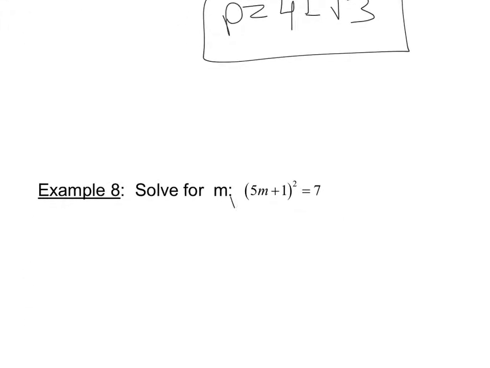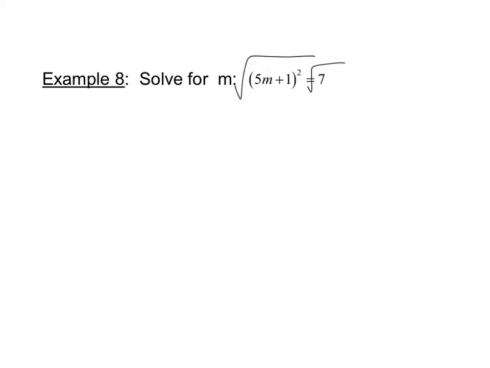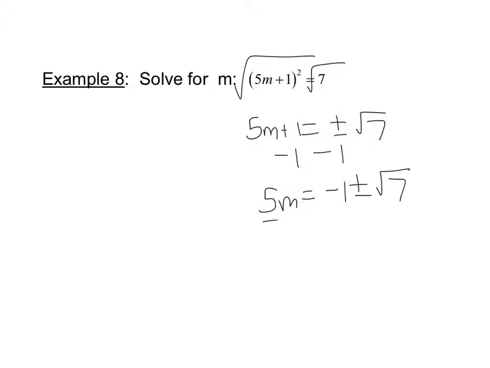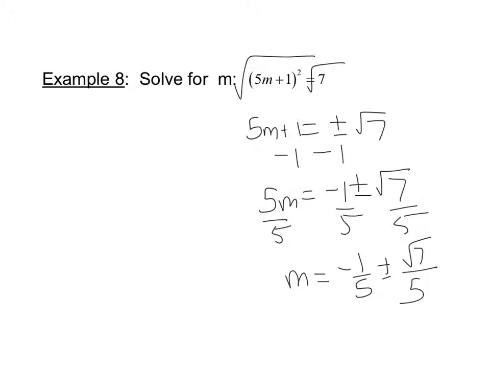Same thing here. Square root. So you get 5m plus 1 equals plus or minus square root 7. Subtract the 1. 5m equals negative 1 plus or minus square root 7. Divide everything by 5. m equals negative 1/5 plus or minus square root 7 over 5. Okay? Let's take a look at some more.